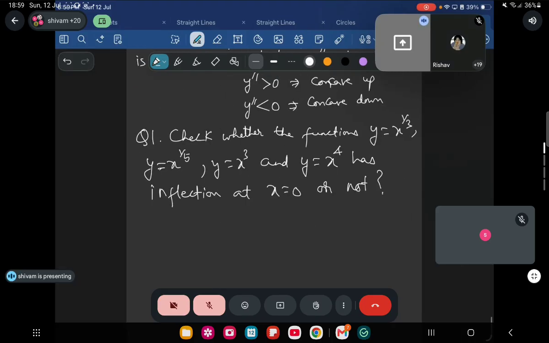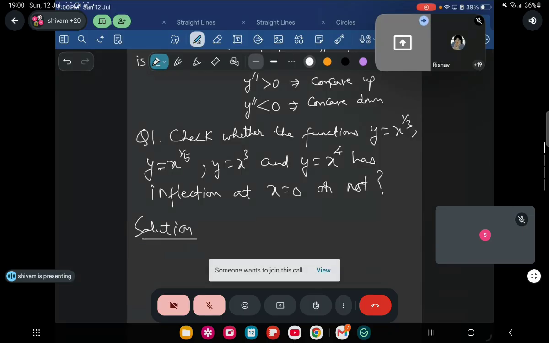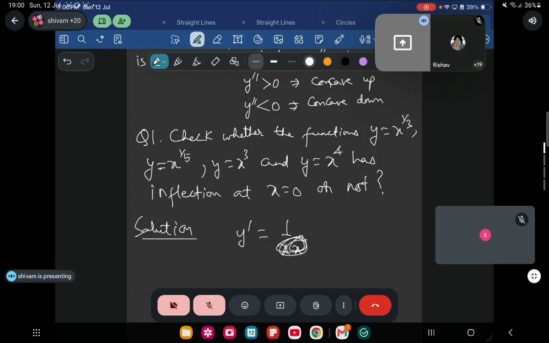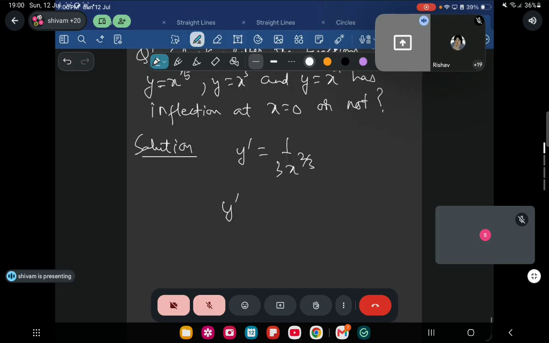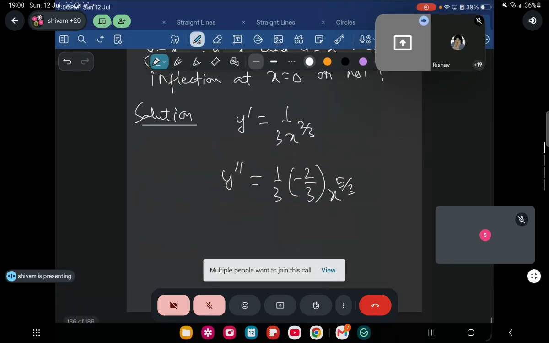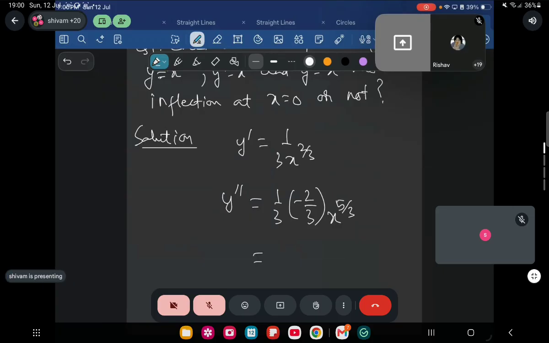Over here, y equal to x to the power 1 by 3. Pay attention. How to check whether the function has a point of inflection or not. So everyone, what is y dash? Y dash will be equal to 1 by 3 into x to the power minus 2 by 3, right? Next, what is y double dash? Y double dash will be equal to 1 by 3 into minus 2 by 3 into x to the power minus 2 by 3 minus 1, so how much? Minus 5 by 3. This will give us minus 2 by 9 x to the power minus 5 by 3.